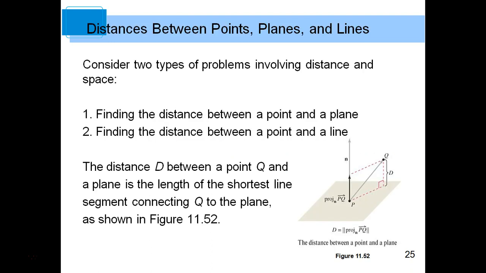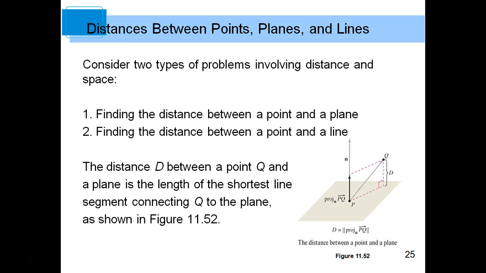So in this video, we're going to look at finding the distance between a point and a plane and a point and a line. That distance is going to be between the point Q and the plane. So you'll have a plane with point P on it and Q somewhere off of it. And we're looking for the shortest distance from P to Q.